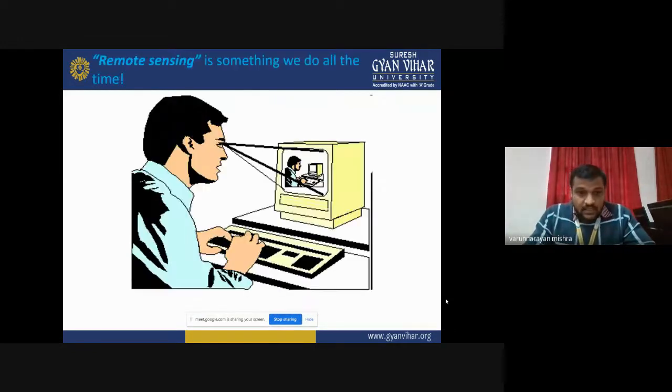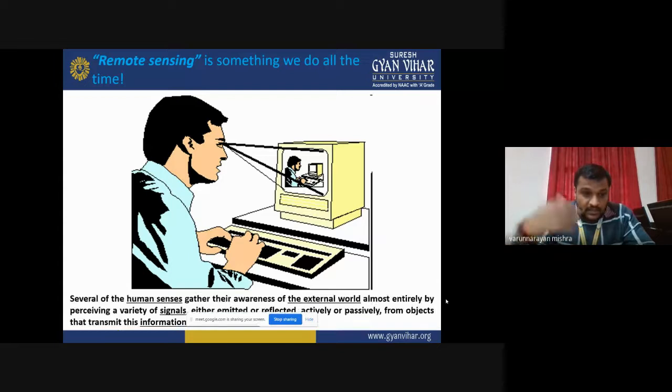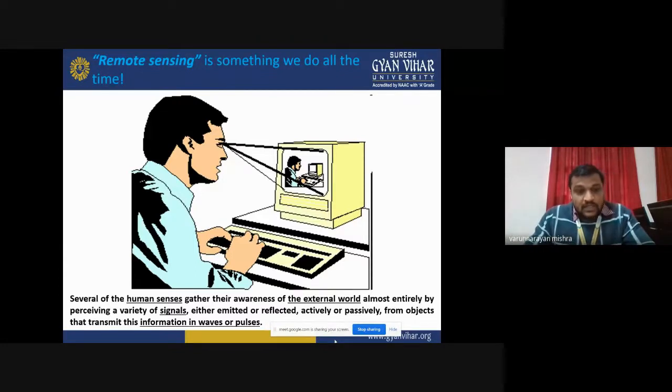Before starting, we do remote sensing all the time. In most cases, whatever we visualize around ourselves is a kind of remote sensing. We do remote sensing daily. Most of the things around us are sensed by humans, and humans gather information about the external world, and most of the information we gather about the real world is a kind of signal.